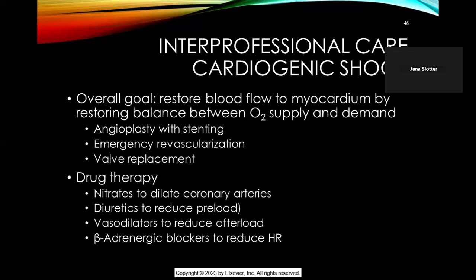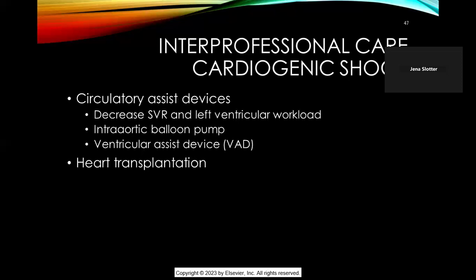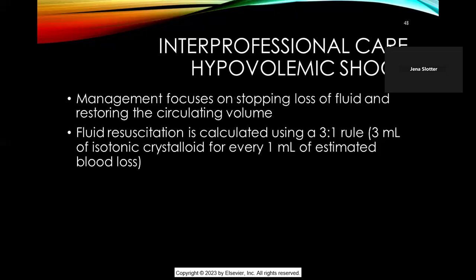And then as far as drugs for them, we're going to be focused on optimizing perfusion and then reducing the workload of the heart. So you might see the nitrates, the diuretics, vasodilators, and the beta-adrenergic blockers to help reduce the heart rate if necessary. You may see some circulatory assist devices. I don't think you probably need to know a whole lot about those, but you could see them. And then patients may end up needing a heart transplant depending on how far we go.